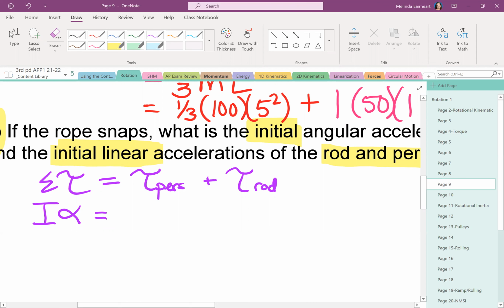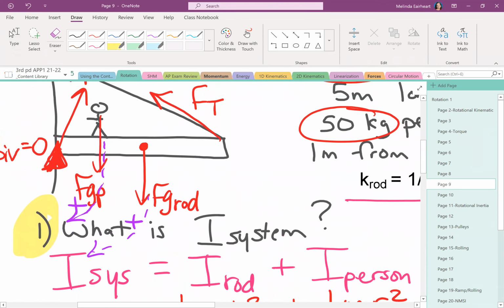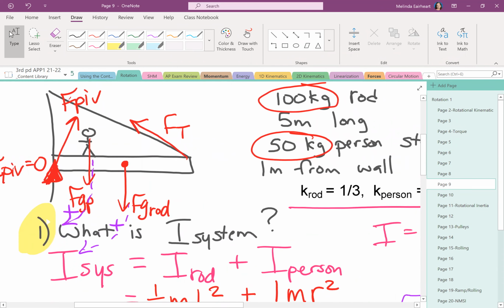The torque of each is going to be their mg gravitational force times the lever arm. I got to go back up to the picture. We didn't talk about the lever arm of the people yet, or the masses. It tells us the person is 1 meter from the wall. And if the fulcrum's on the wall, then this horizontal distance is going to be a lever arm of 1 meter. What would the lever arm, while I'm here, be for that gravitational force of the rod?